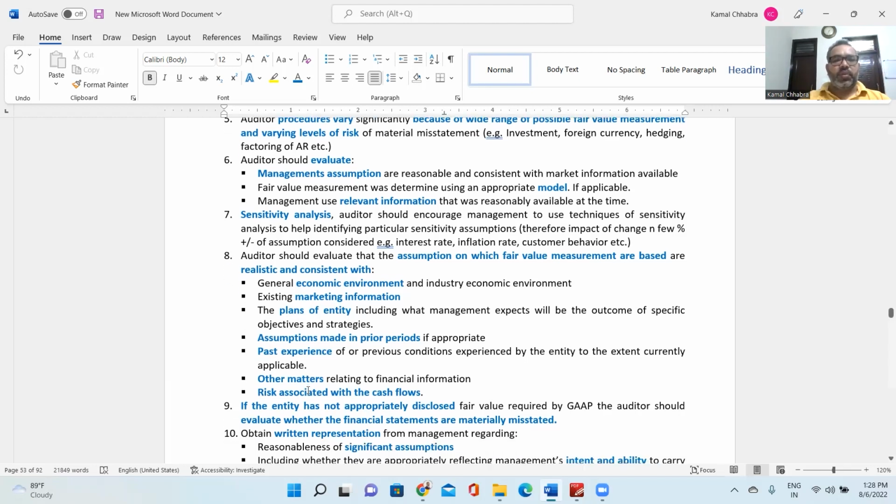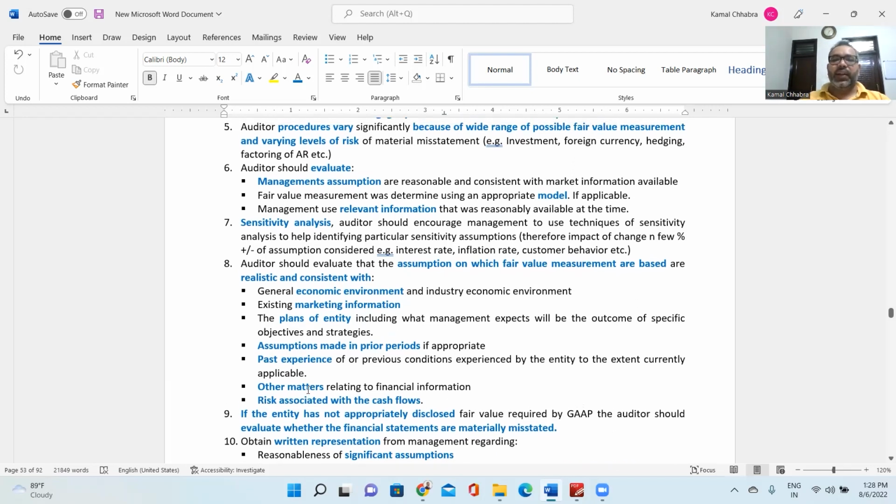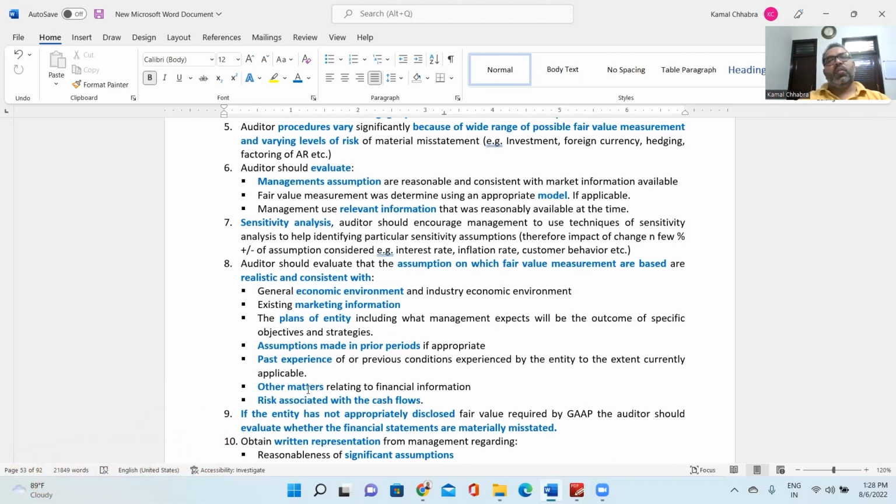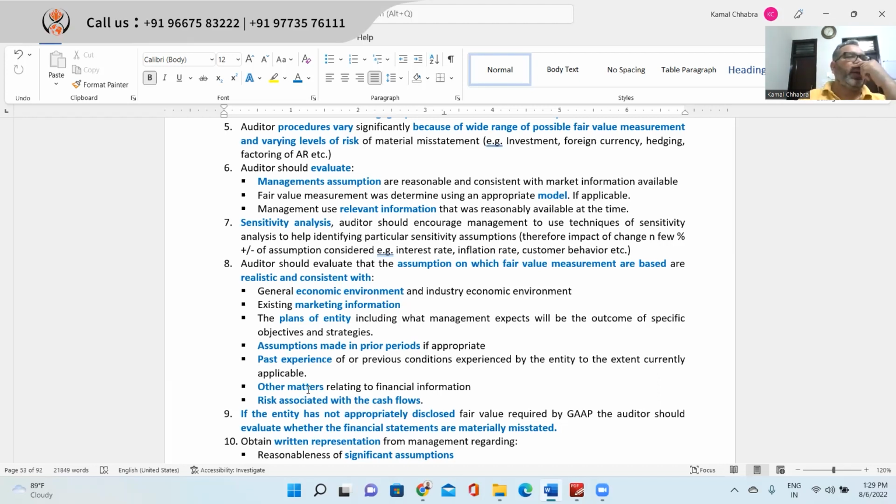Fifth is, audit procedures vary significantly because of the wide range of possible fair value measurements and the varying level of the risk of material misstatement. So your level of audit procedure also depends on the level of risk. If the risk is low, for example, it's a routine estimation, then probably you might not be doing that rigorous a level of nature, timing, and extent of the audit procedure. If the risk is high, your level of procedure might be extra. If the fraud risk is there, then your level of procedure would be much more extra, right?